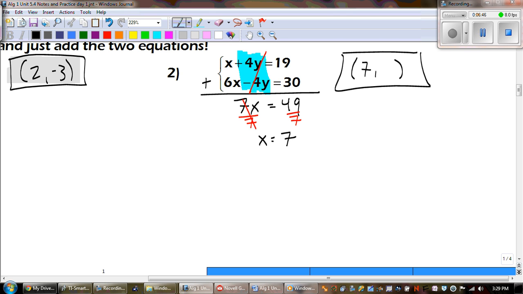Which equation do you want to use? No, I can't hear you. You guys speak louder. I still can't hear you. Anyways, I'm just going to pick the top one because that looks the easiest to me.